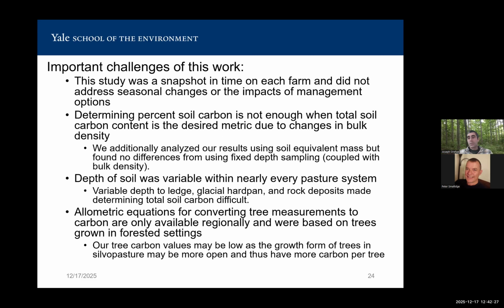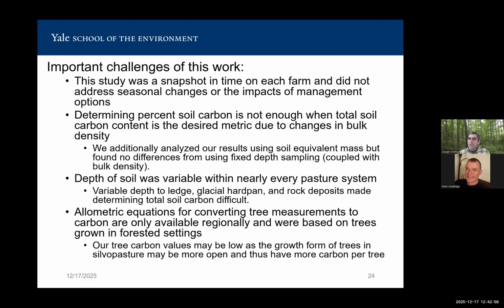So, some challenges of this work, if anybody's in this realm or thinking about following up or working on similar research, or just wants to be critical, I'll be critical with you. It was a snapshot in time on each farm. One blowdown changes the whole dynamic here. Determining percent soil carbon is not enough when trying to figure out the actual benefit of these systems, because you have to look at bulk density. How dense is that percentage in there?